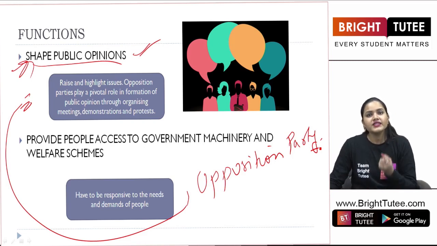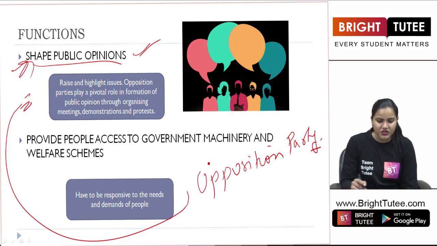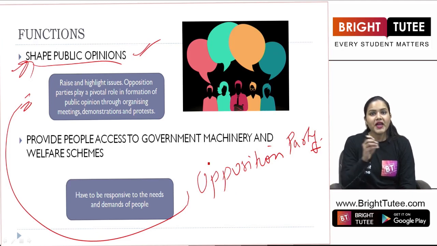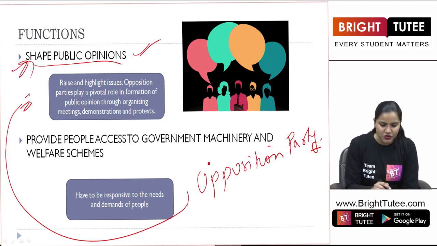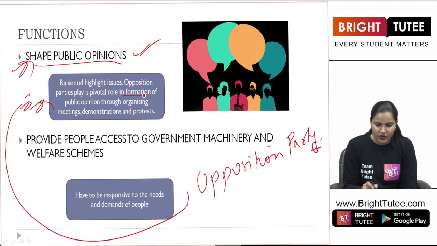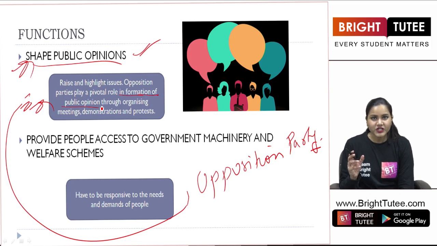So when they are criticizing, they are raising some issues. They are highlighting some of the important issues. Now these issues are being discussed by various other political parties, and people are watching those issues on news, television and so on. So by raising and highlighting these issues, the opposition party, they play a major role in formation of public opinion. Right, students?